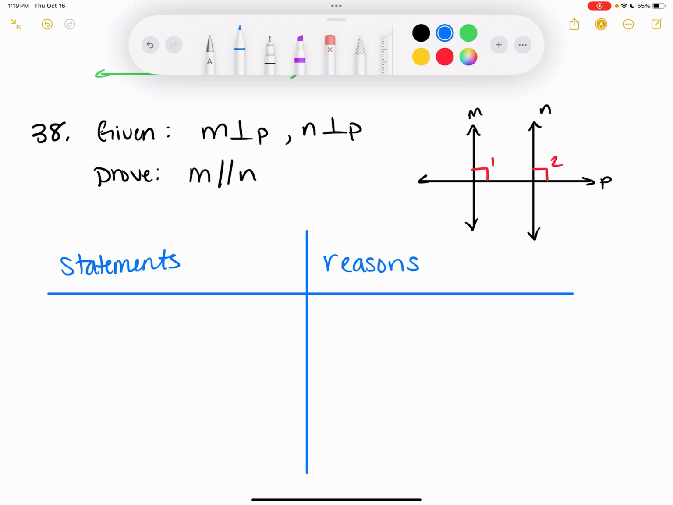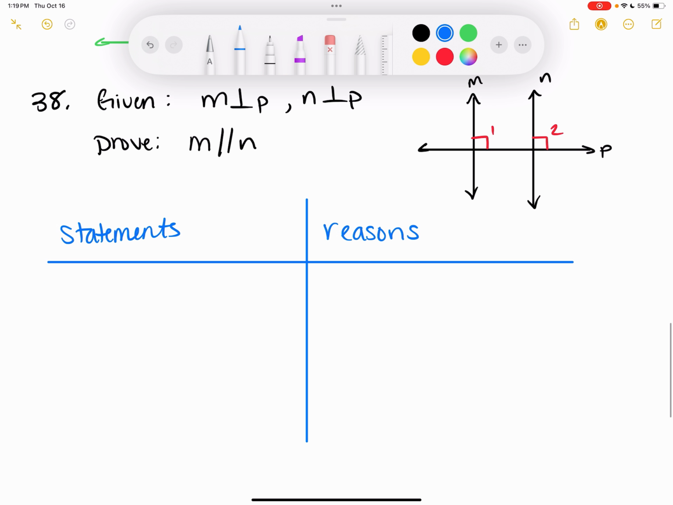All right, so what is our first step always to a proof? Given. Now, both of these things are perpendicular. If you want to write them as 1 or if you want to write them as 2, it's fine. When they do their answer out of their flow chart, they're writing them separate, but it really doesn't matter. So I usually just write them together. So M is perpendicular to P and N is perpendicular to P because those are given.